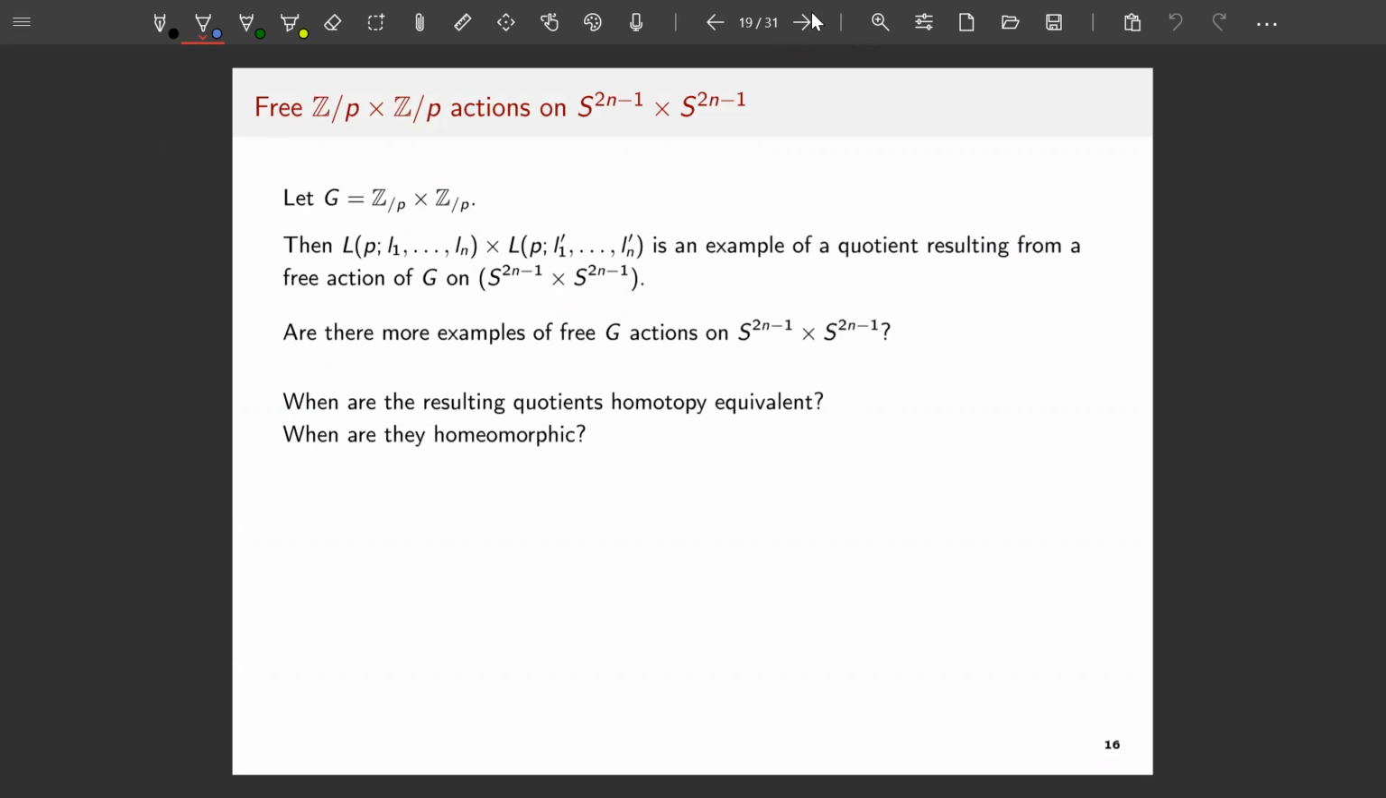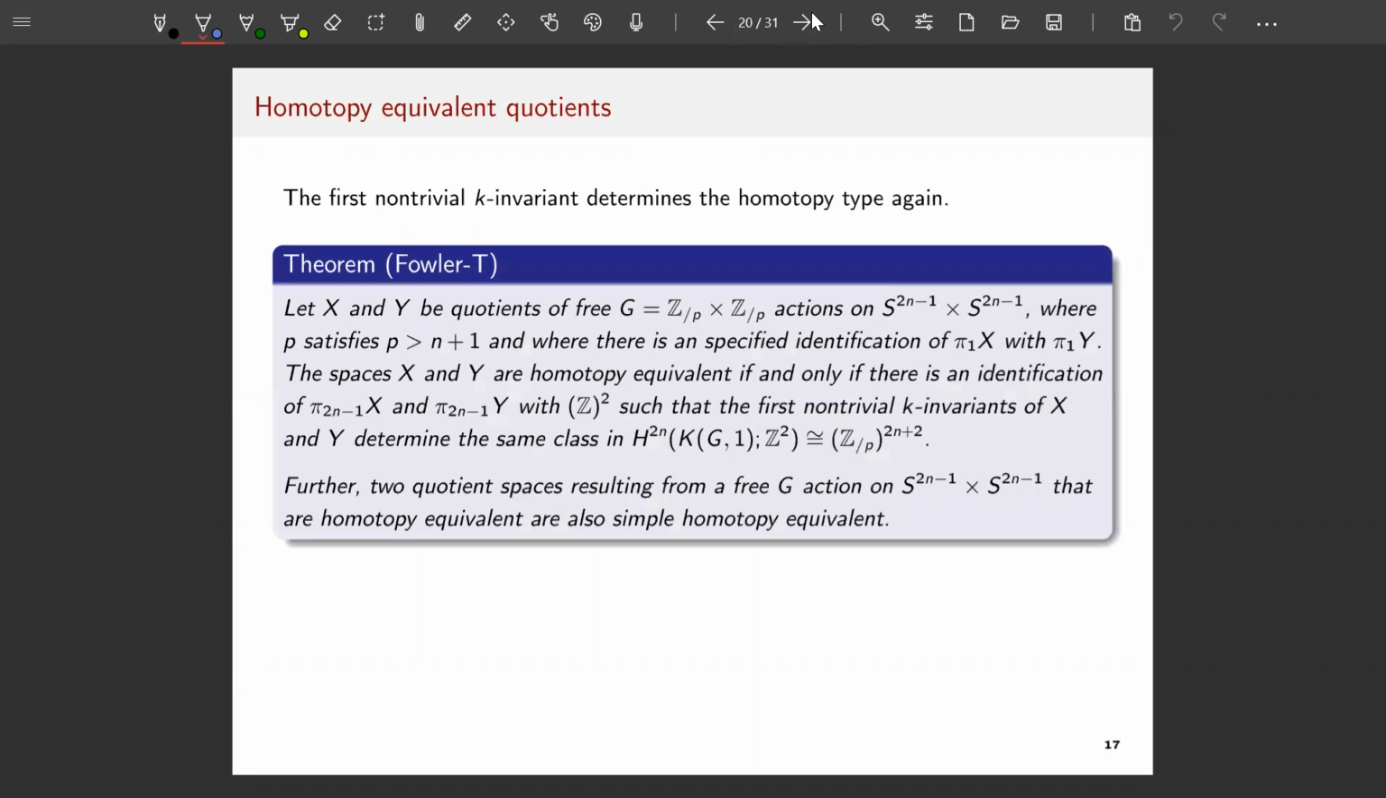Okay. And once you have these actions, when are quotients homotopy equivalent? When are they homeomorphic? We can go through the same sort of story. Okay, it turns out we still only need the first k-invariant again. It works out very similarly in this case as well. The k-invariant is different. The way you calculate it is different. But you still only need that first one. The higher ones don't end up contributing anything. Also, because we're still in this even dimensional case, two that are homotopy equivalent are also simple homotopy equivalent. So we get that for free because we're even dimensional.